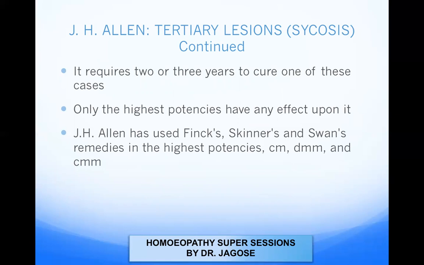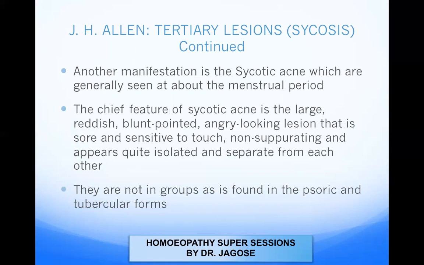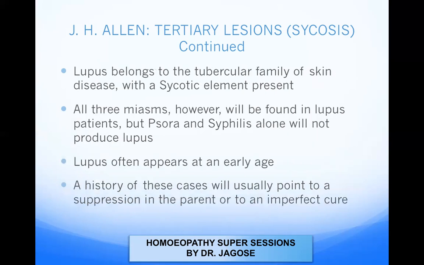Another manifestation is the psychotic acne, which is generally seen about the time of the menstrual period. So another manifestation is the psychotic acne seen in females at about the time of the menstrual period. The chief feature of psychotic acne is the large, reddish, blunt, pointed, angry-looking lesion that is sore and sensitive to touch, non-suppurating, and appears quite isolated and separate from each other. They are not in groups as found in the psoric and the tubercular forms.